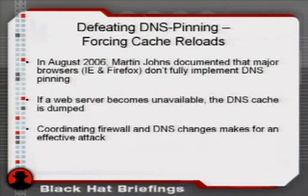Shortly after Amit Klein posted that comment on WebAppSec last year, Martin Johns documented that modern browsers, namely IE and Firefox, but pretty much all of them, don't fully implement DNS pinning. It turns out that if the browser detects that a web server is unavailable, it will dump the cache and requery DNS. Now, the intent was to allow browsers to more gracefully recover from web server outages, but the result is that an attacker can coordinate a firewall rule change simulating a web server outage with a DNS change pointing it at a victim server to launch a successful attack.